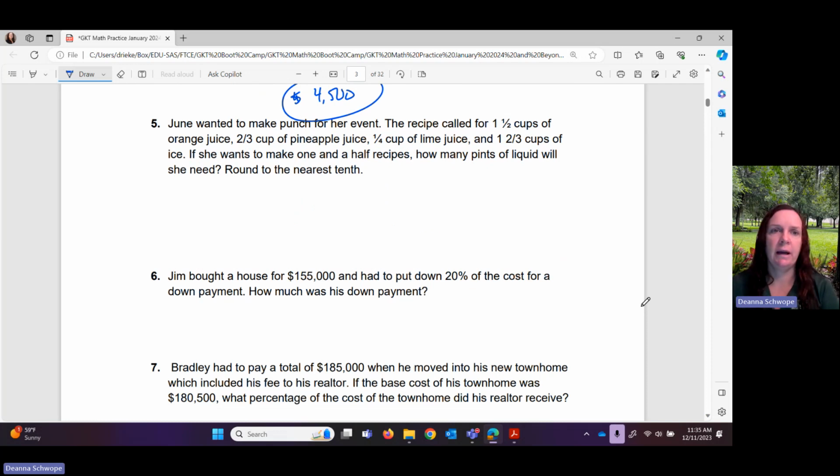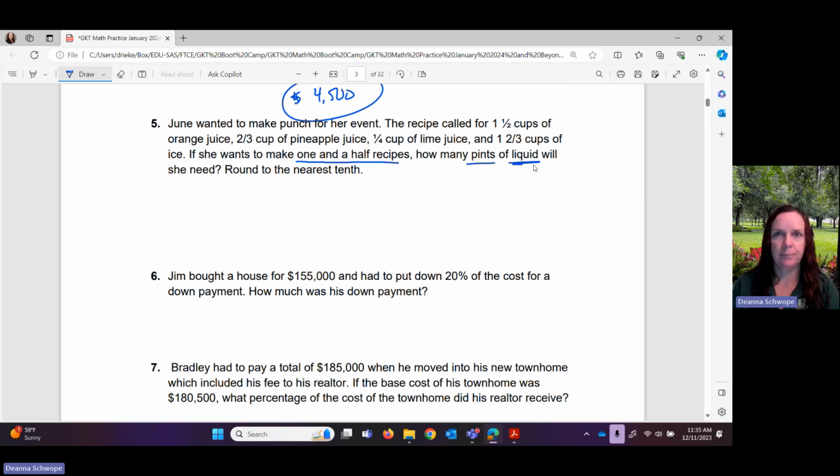The recipe called for 1½ cups of orange juice, 2/3 cup of pineapple juice, 1/4 cup of lime juice, and 1 2/3 cup of ice. She wants to make 1½ recipes. We're going to keep that in mind. And we are changing to pints, because all this is in cups. How many pints of liquid, that's important, will she need? And round to the nearest tenth.